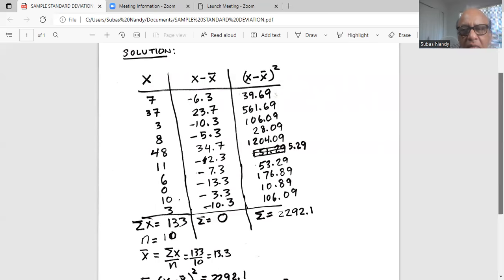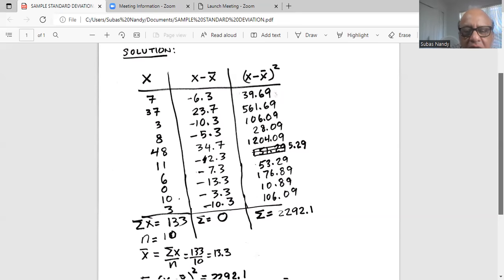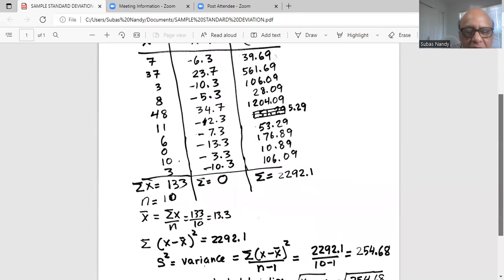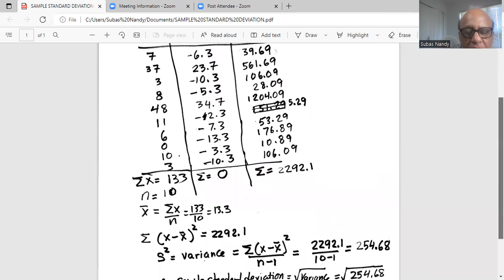Then at the bottom of the third column, you find the sum of the squares of the deviation, which is, I add up all the numbers in the third column to get 2292.1. This is the sum of the squares of the deviation of all the numbers from the mean of the data set. Okay, so I've written that in the bottom. Sum of X minus X bar square is equal to 2292.1.